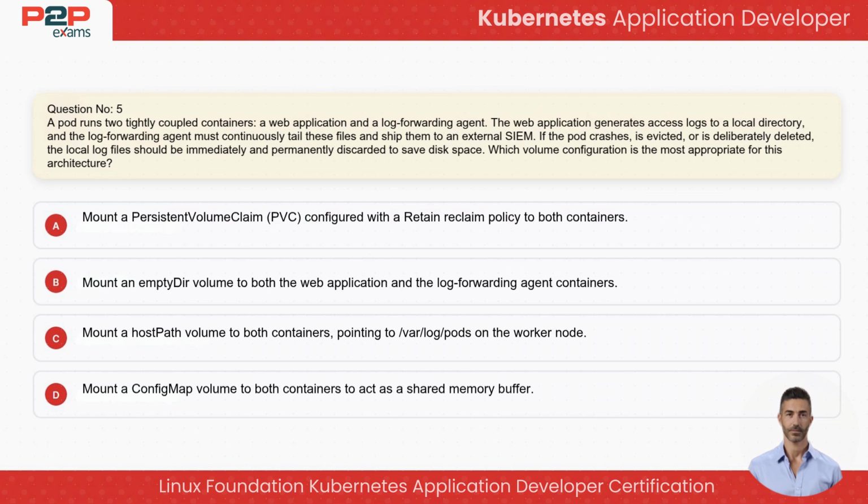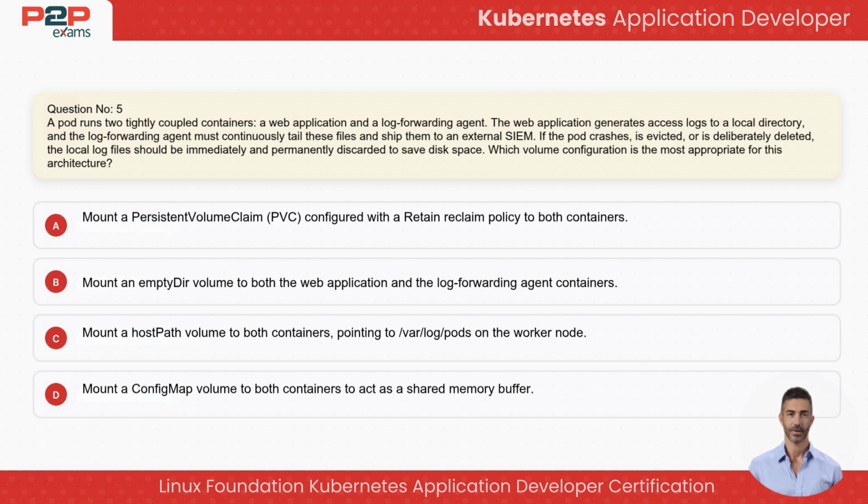Question number 5. A pod runs 2 tightly coupled containers, a web application and a log forwarding agent. The web application generates access logs to a local directory, and the log forwarding agent must continuously tail these files and ship them to an external SIEM. If the pod crashes, is evicted, or is deliberately deleted, the local log files should be immediately and permanently discarded to save disk space. Which volume configuration is the most appropriate for this architecture?